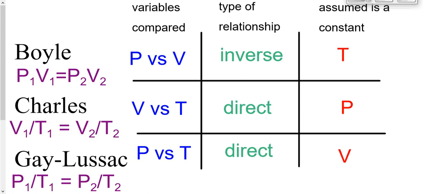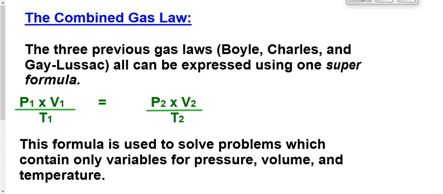This is a good point to pause this video and copy this chart down into your notes. If we were to multiply all three gas laws together, and then reduce it to its most simplistic form, we get something called the combined gas law. In the combined gas law, we can compare pressure, volume, and temperature as they change all at the same time. P1 times V1 over T1 equals P2 times V2 over T2.